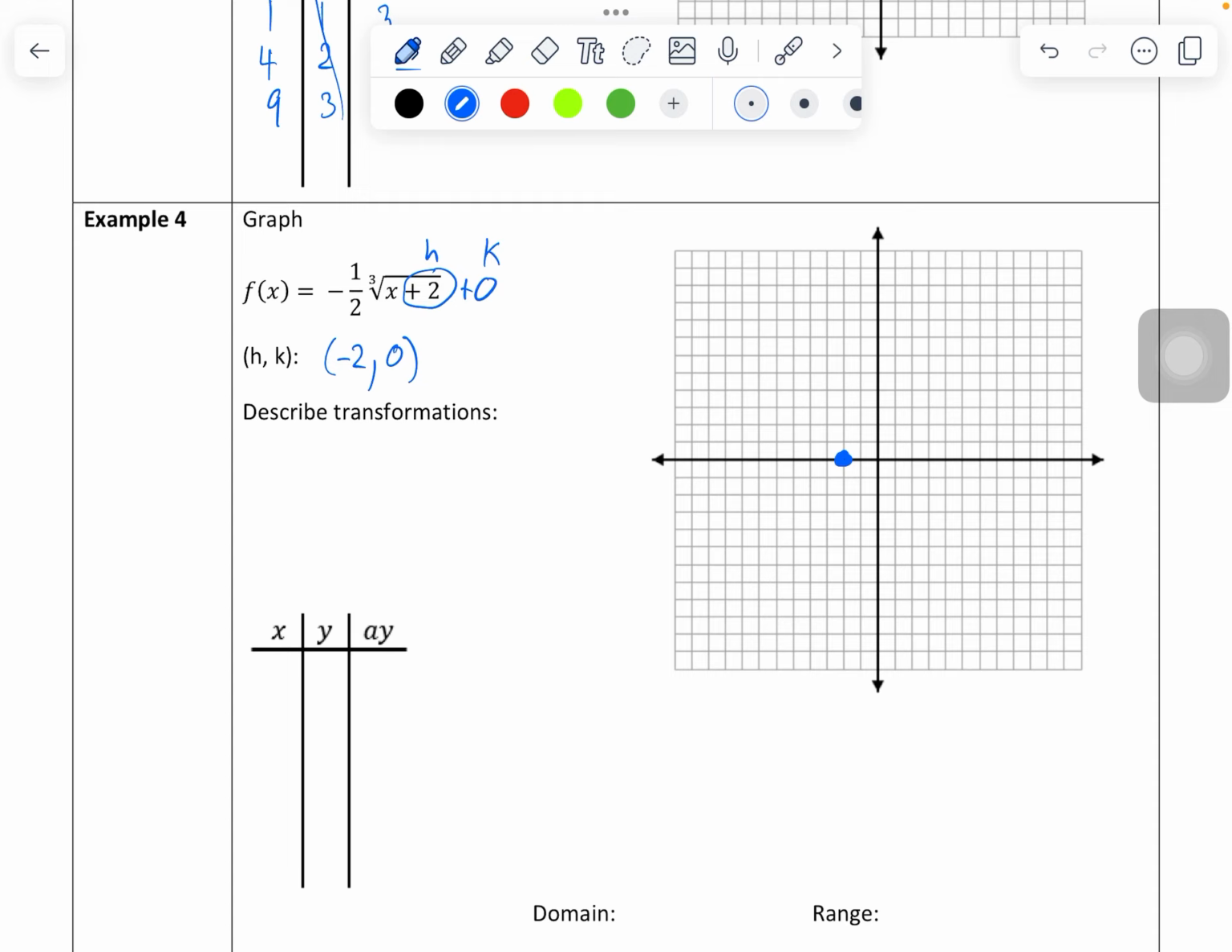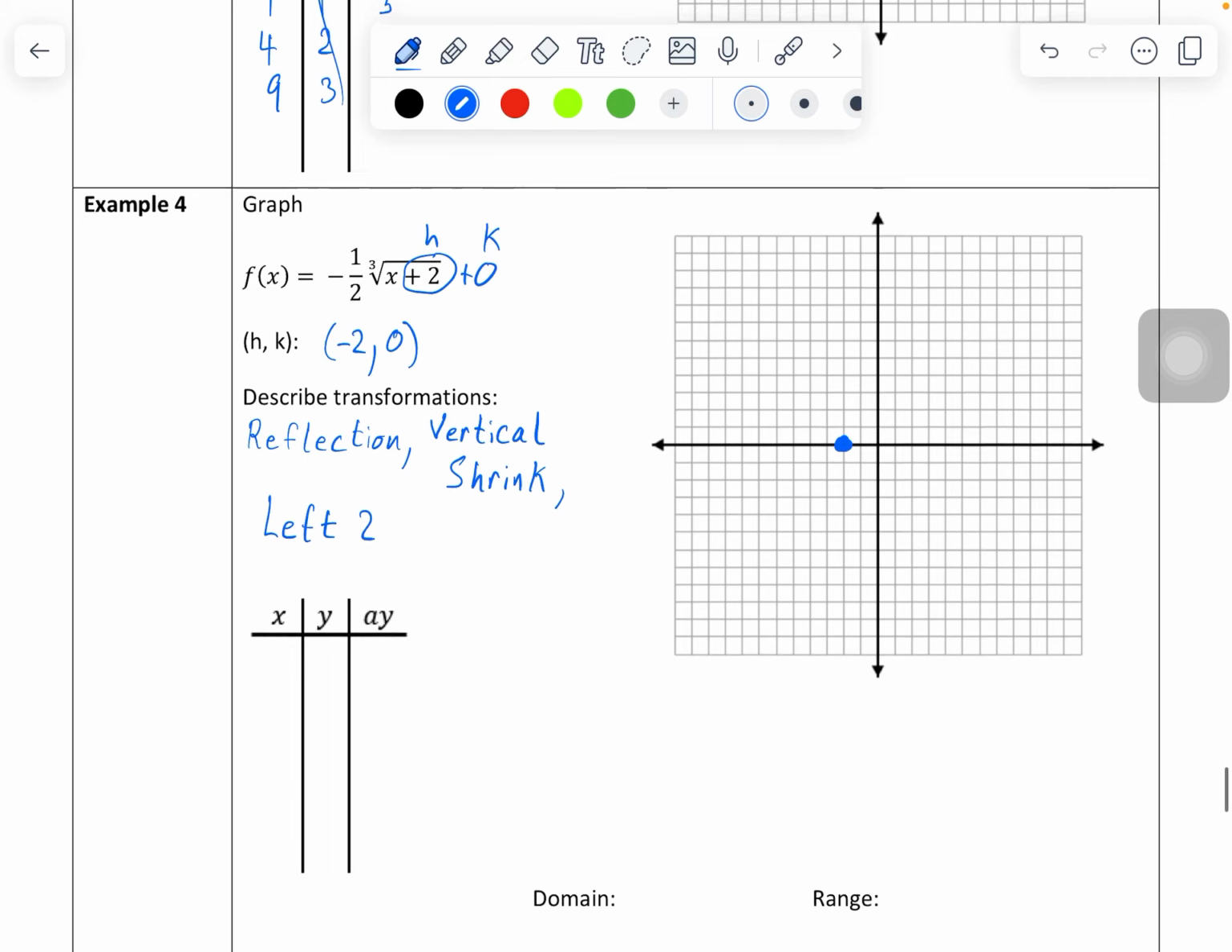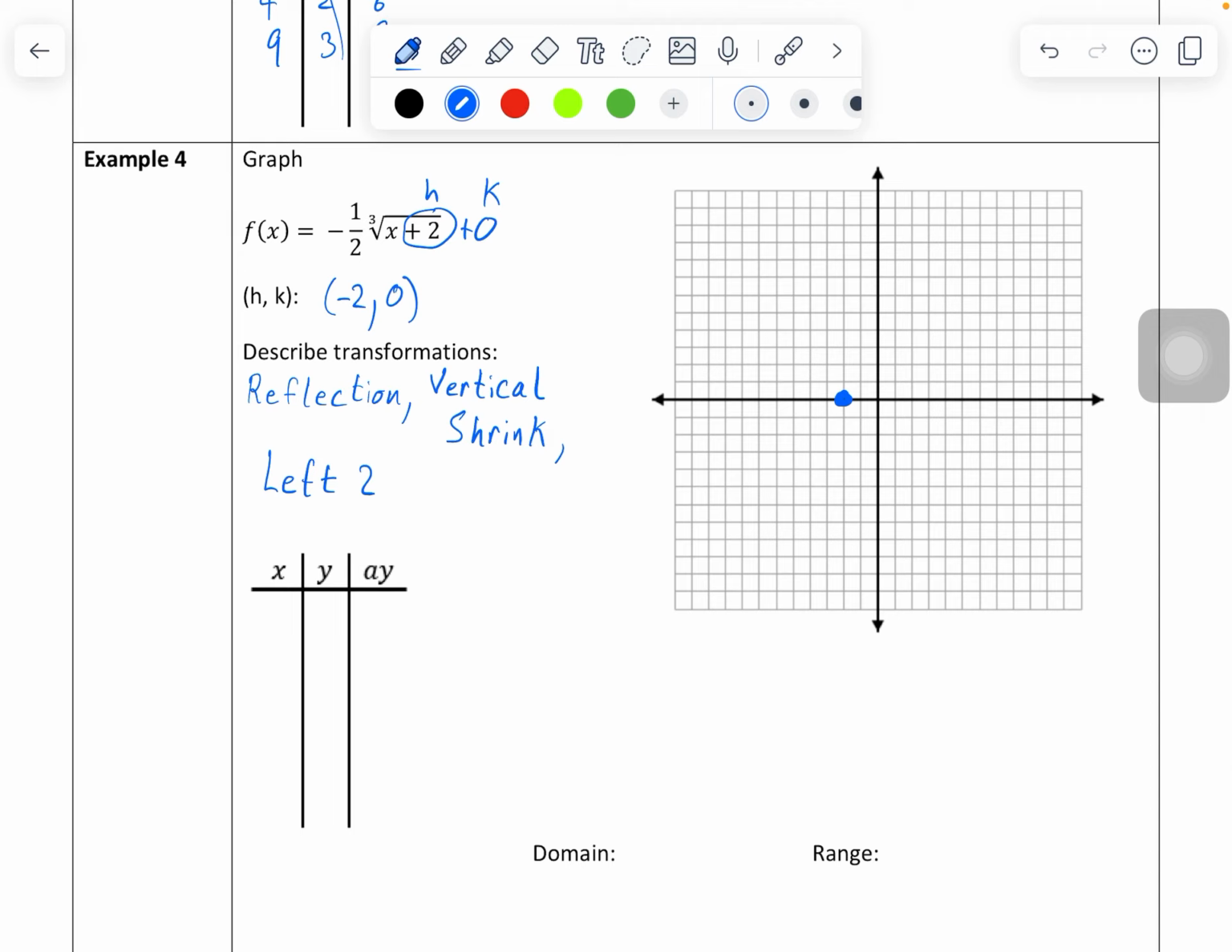Now for transformations, we do have a reflection because it's negative. And it's also a vertical shrink this time because the absolute value of negative 1/2 is less than 1. So vertical shrink, and then we can also say that it goes left 2 units. Now, be careful when you're jumping back and forth from square roots to cube roots.